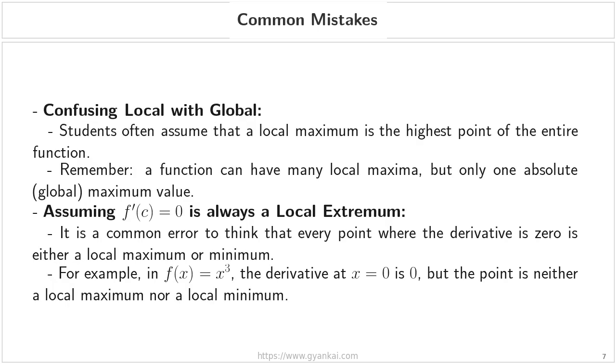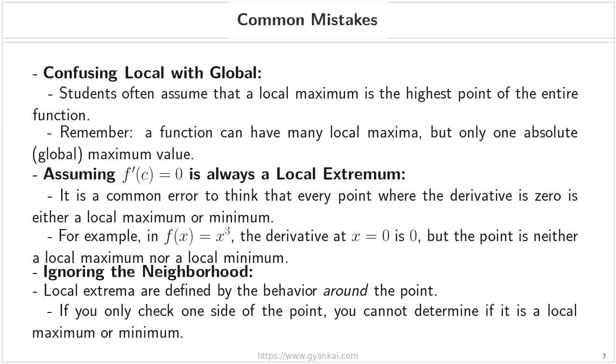Second, avoid the assumption that whenever the derivative of a function at a point c is equal to 0, you have automatically found a local extremum. While a zero derivative often indicates a peak or valley, it is not a guarantee. For instance, consider the function f of x equals x cubed. If you take the derivative at x equals 0, the result is 0. However, if you examine the graph, you will see that this point is neither a local maximum nor a local minimum.